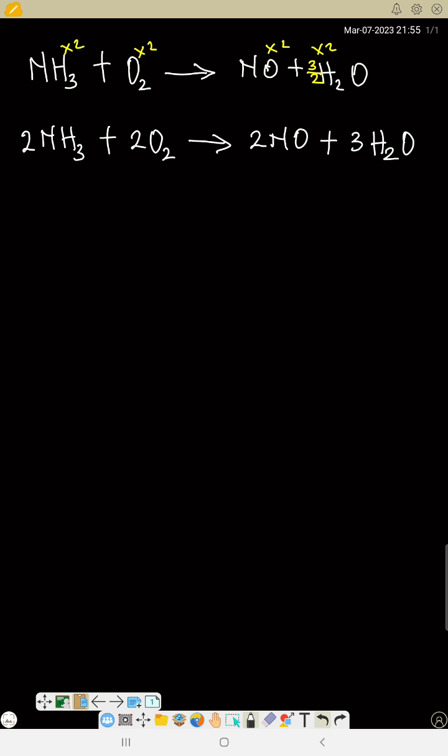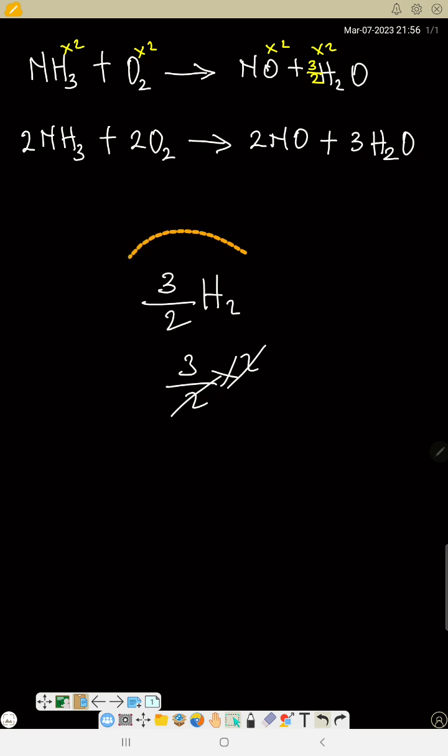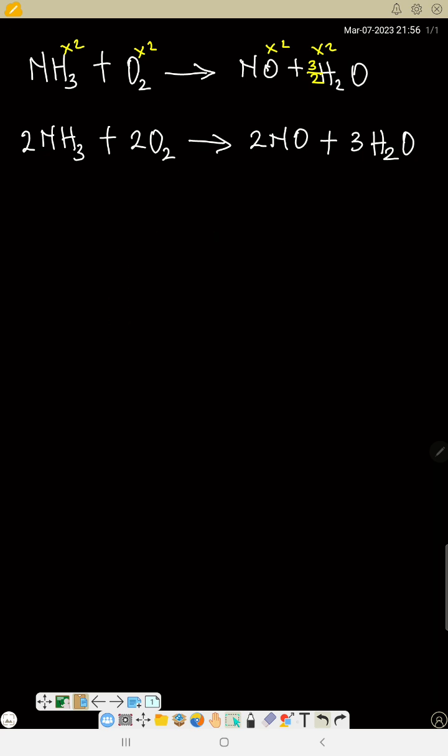So look at this again. How many nitrogen here? 2. How many nitrogen here? 2. How many hydrogen here? 2 times 3, 6. How many hydrogen here? 3 times 2, 6. You will see it's balanced now up to hydrogen. So you can always balance with a fraction, because if you add a fraction to a subscript of 2, it will still give you 3/2 times 2. So using this technique, you can balance with fractions; it is allowed.